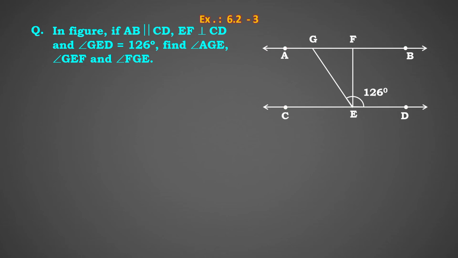AB is parallel to CD, given. EF is perpendicular to CD. Angle GED is equal to 126 degrees. We need to find angle AGE, angle GEF, and angle FGE.